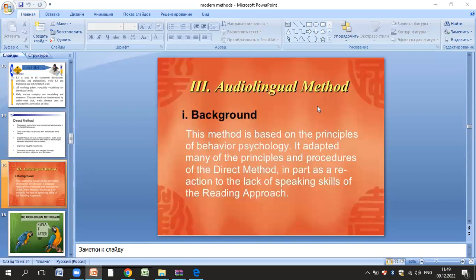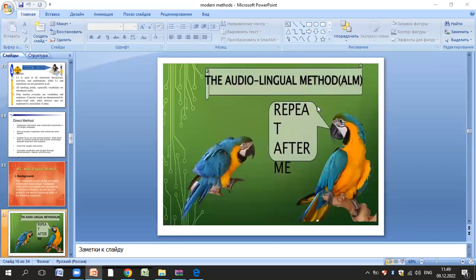The third one is the audiolingual method. The background: this method is based on the principles of behavioral psychology. It adapted many of the principles and procedures of the direct method, in part as a reaction to the lack of speaking skills in the reading approach.